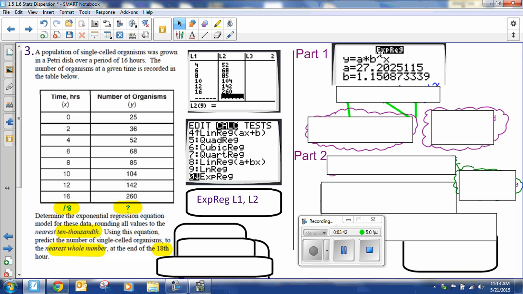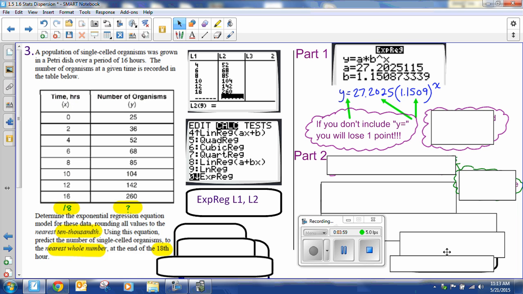Okay? This is what it gives us. y equals a times b to the x, where a is this number and b is this number. I'm going to round to the ten-thousandth place, which is 4 decimal places. In order to get full credit, you need to include y equals. If you don't have y equals, you'll lose a point. If you don't round correctly, you lose another point. So please include 4 decimal places when they say ten-thousandth, and make sure you include the x here. You want to write the full equation in the correct format.